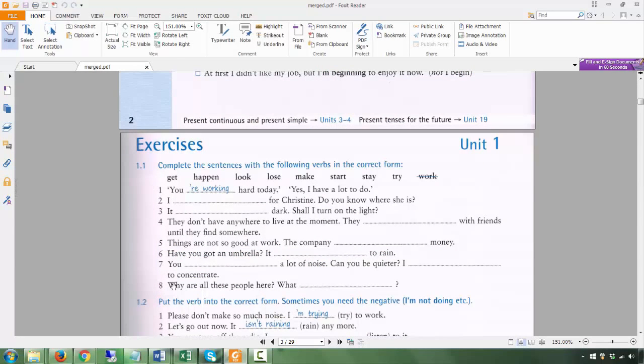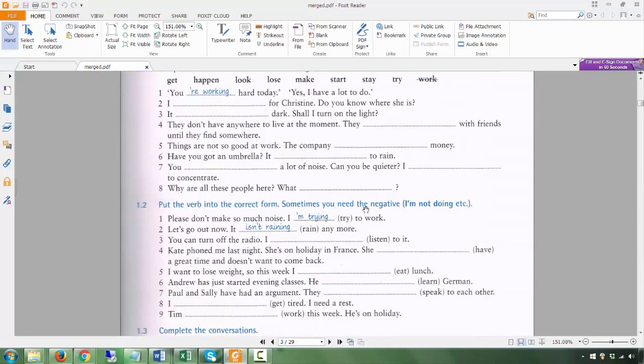So that's the reason why this is all about basic. This whole 1.1 is in the positive. In 1.2, sometimes you need a negative, but not always. You have to read the whole statement, and basically it's logical. For example, let's do number 3. You can turn off the radio. You don't say you can turn off the radio, I am listening to it. Of course, if you can turn off the radio, it means I am not listening. So just use your common sense. This will be the negative. This could be a negative or positive. You just have to read through each one of them.